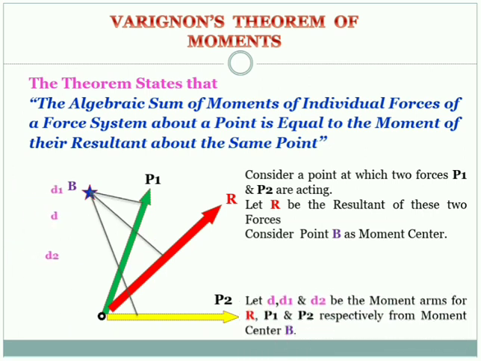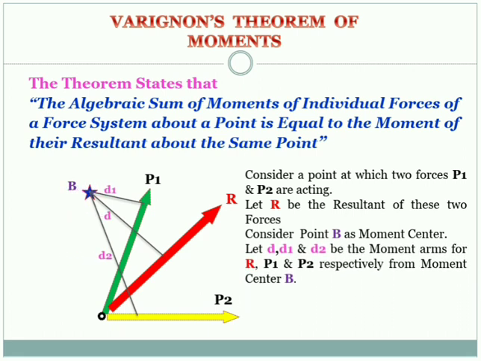So, let d1, d2 and d be the moment arms for P1, P2 and R respectively from the moment center B. What is d1? It is the perpendicular distance of the force P1 from the moment center. What is d2? It is the perpendicular distance of the force P2 from the moment center. Similarly, the resultant is located at a perpendicular distance of d.